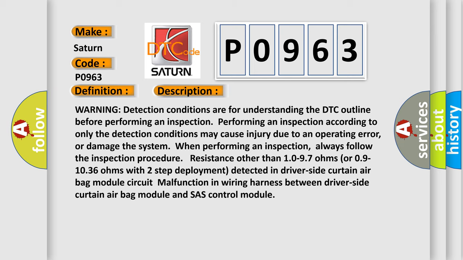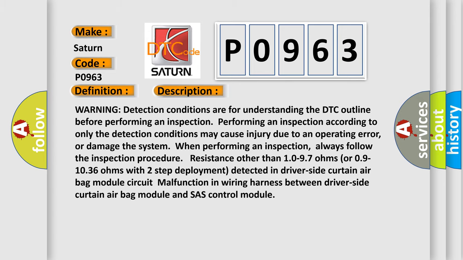Resistance other than 10 to 97 ohms or 09-1036 ohms with two-step deployment detected in driver side curtain airbag module. Circuit malfunction in wiring harness between driver side curtain airbag module and SRS control module.